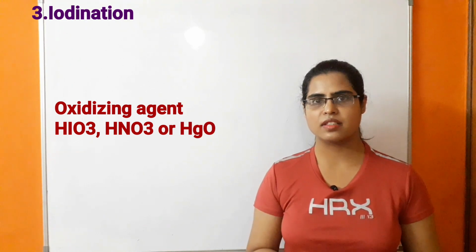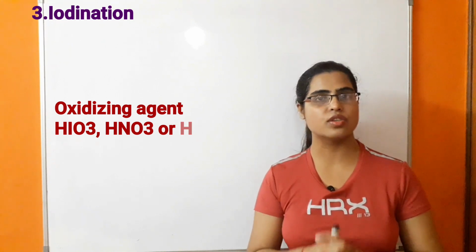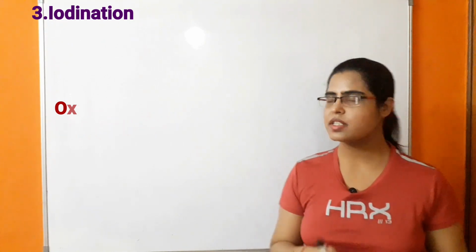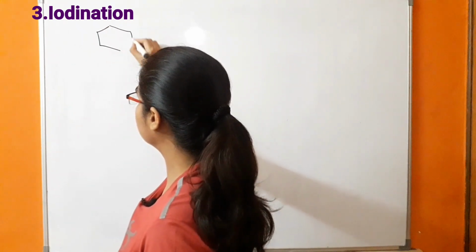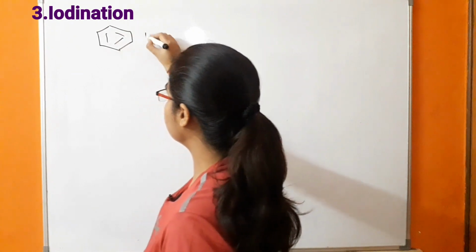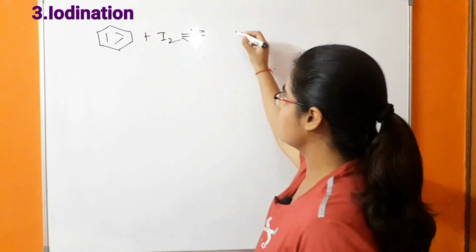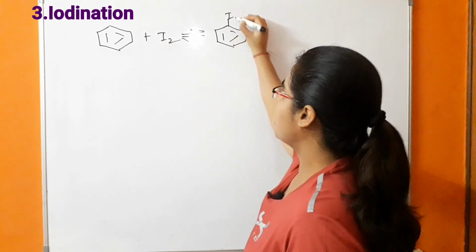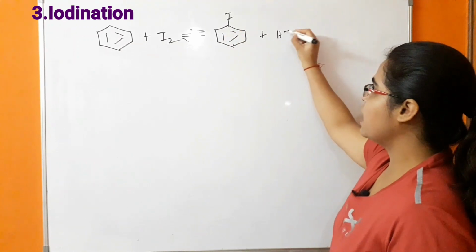If these oxidizing agents are not used during the reaction, this reaction has no significance because it will become reversible. So what is happening in this case? In iodination, benzene is reacting with iodine. The reaction is reversible. So there is a formation of iodobenzene taking place and removal of HI.